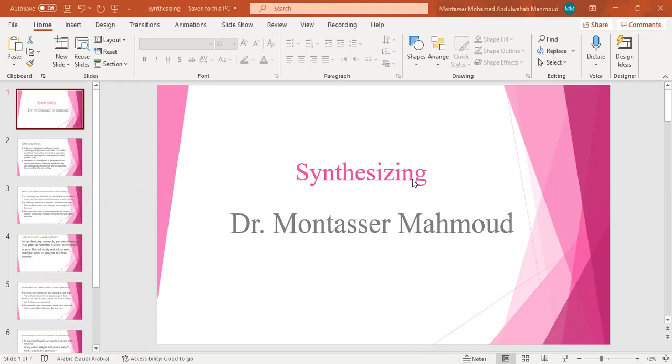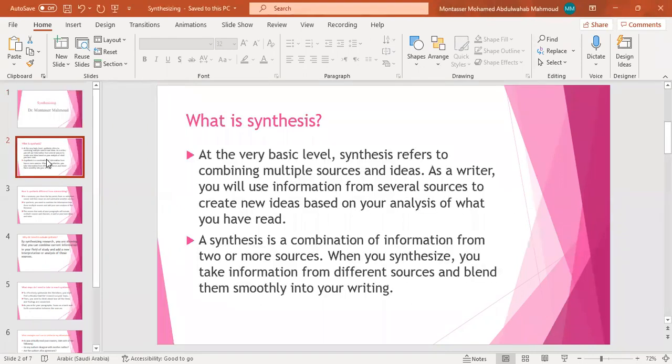Today we are going to study together the last common way of using ideas and information from other sources, which is called synthesizing. It's different from paraphrasing and summarizing, as well as, of course, the reputation. In synthesizing, you are not going to use one source as in paraphrasing or summarizing. No, you are going to use more than one source.